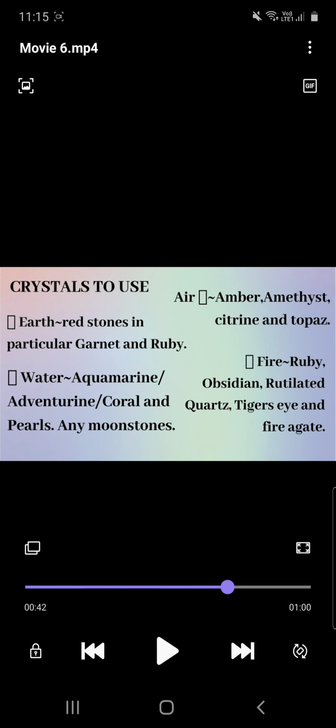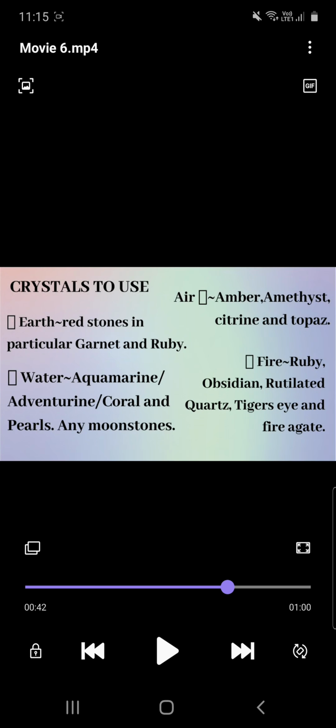So earth, it's more red stones in particular, garnet, ruby. Of course there are others, so this is just very basic, so it's easy for you to take away, that's all. There's so much more to it, honestly.